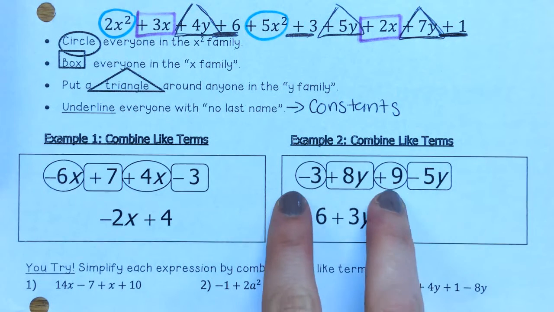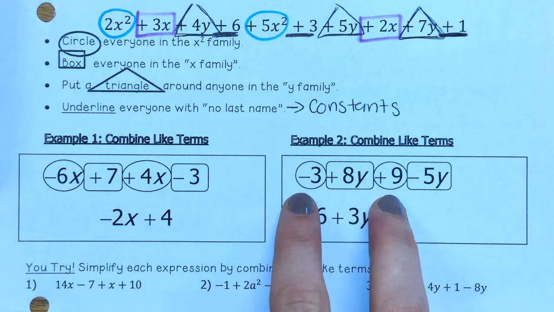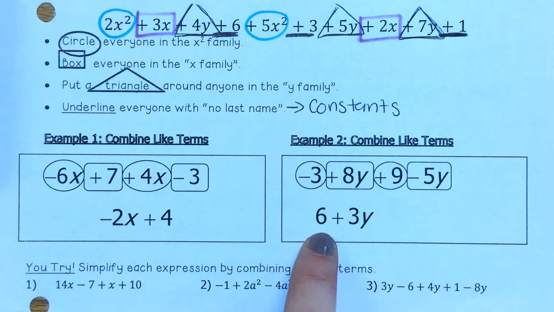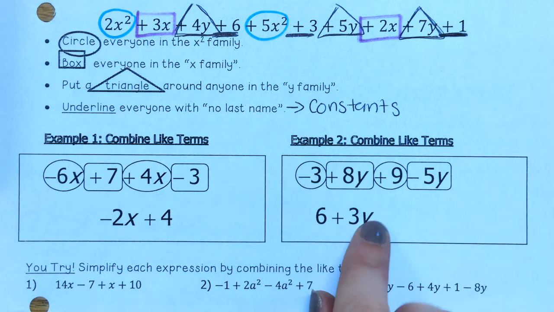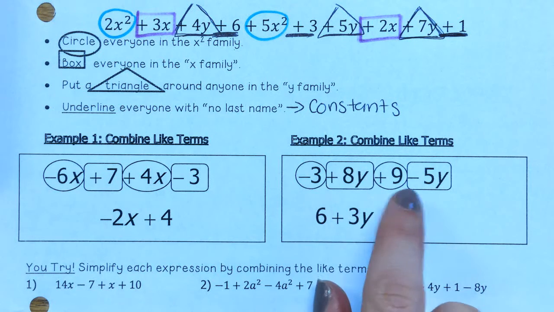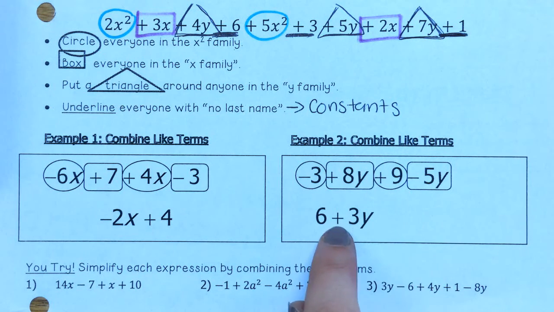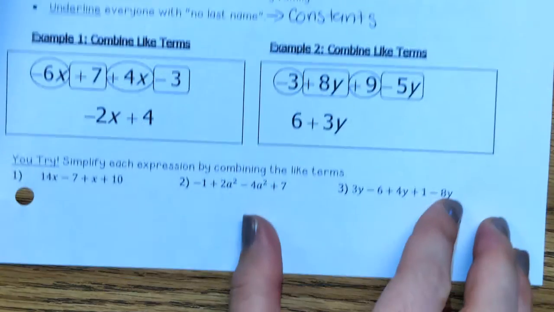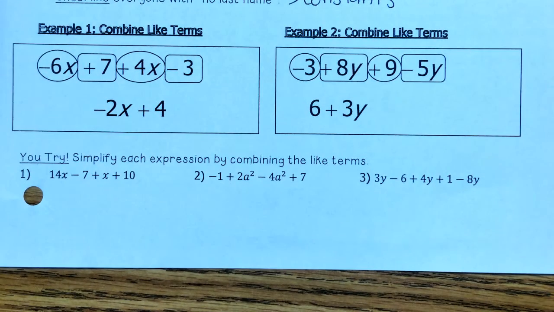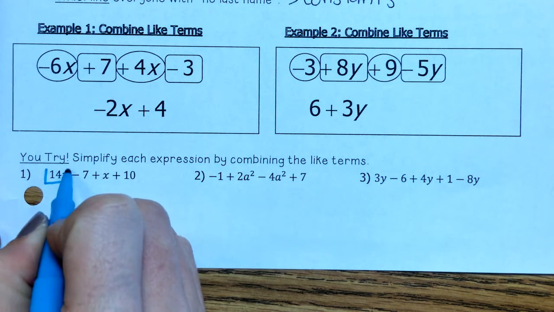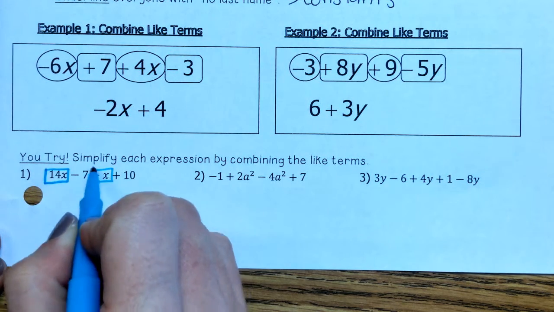In this next example, circle the constants. Negative 3 and positive 9 is 6. Positive 8 and negative 5 is 3. 8 minus 5 is positive 3, which is why we're adding 3y. So, you guys try these three on the bottom. I would suggest circling or boxing your like terms or using different colors so you can separate them.